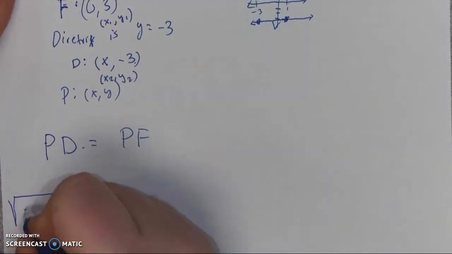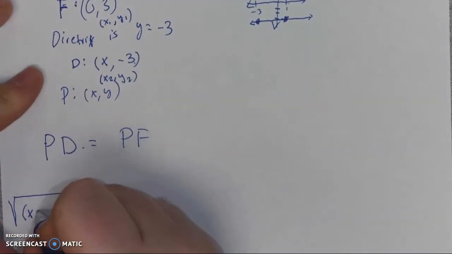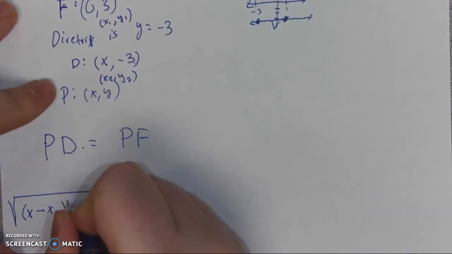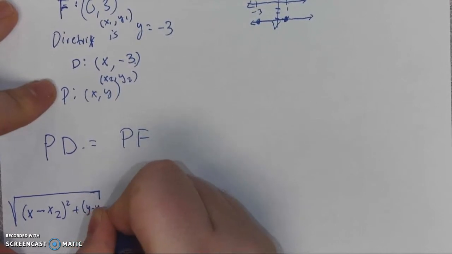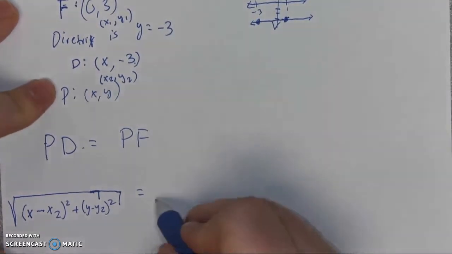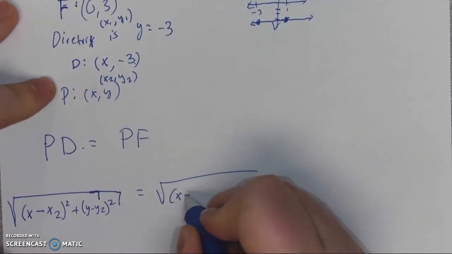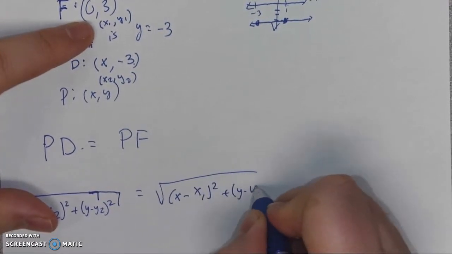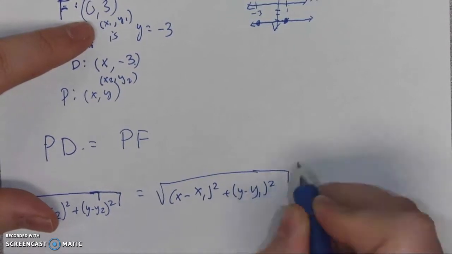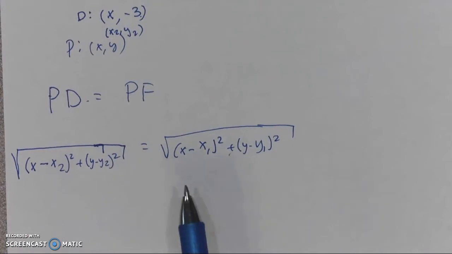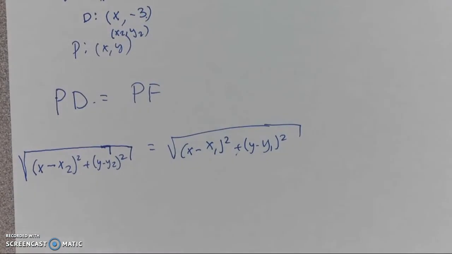So inside your first square root, you're going to do x minus x2 squared plus y minus y2 squared. And that has to equal the square root of x minus x1 squared plus y minus y1 squared. It is okay to say if PF equals PD, it would be the same thing. You would just have these in opposite spots.